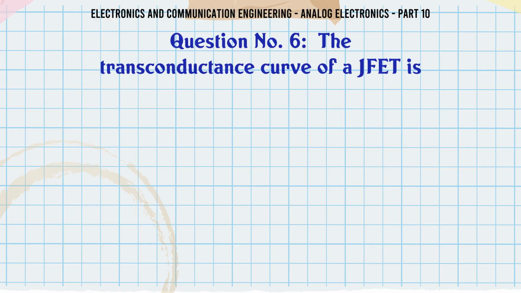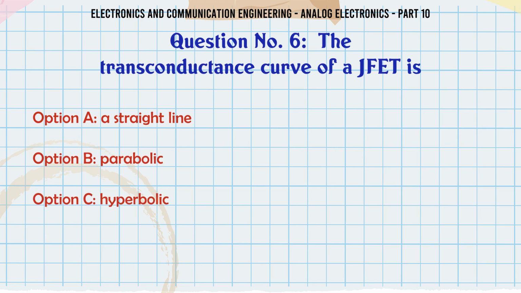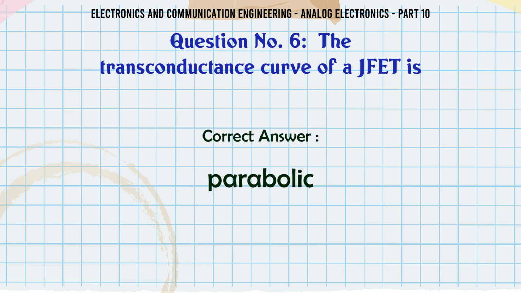The transconductance curve of a JFET is: A. straight line, B. parabolic, C. hyperbolic, D. inverted V-type. The correct answer is parabolic.